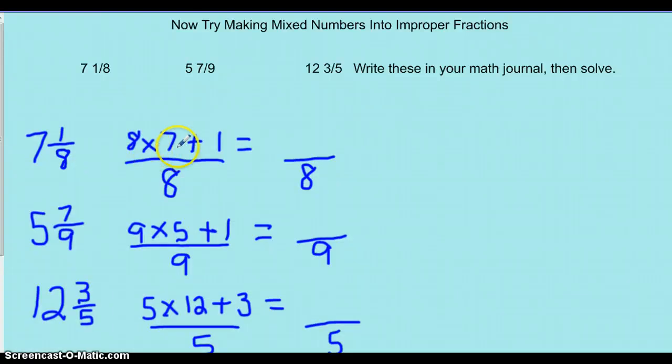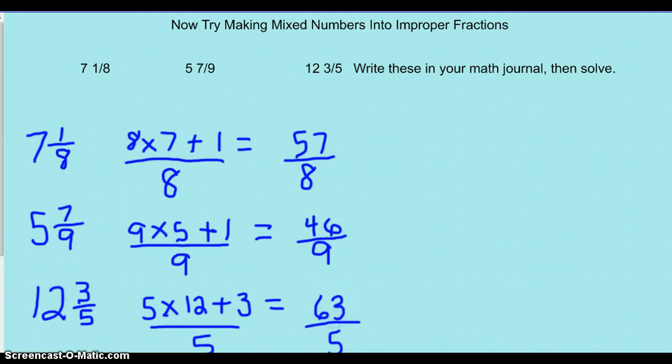Now I'll solve it. 56 plus 1 is 57. 9 times 5 is 45 plus 1 is 46. And 5 times 12 is 60 plus 3 is 63.